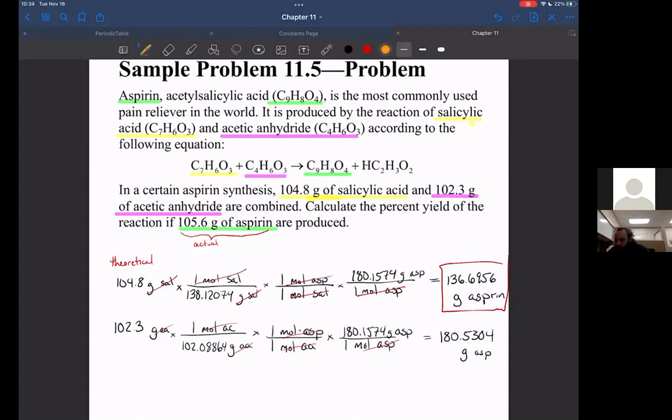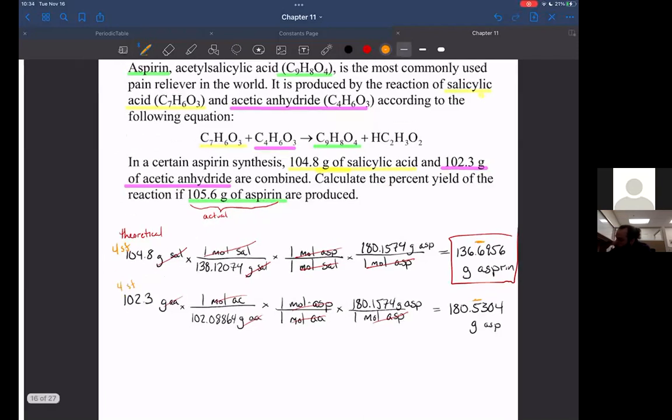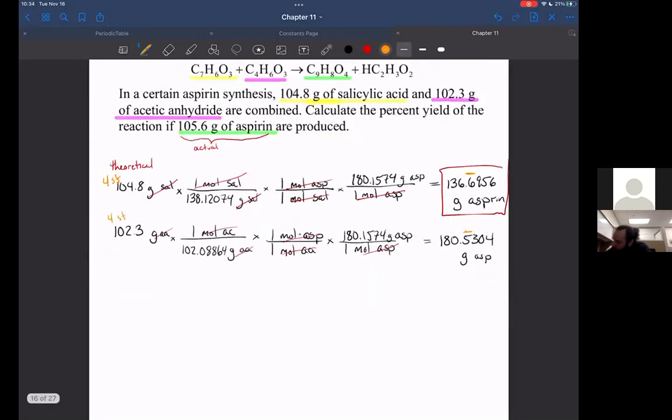All right, one thing that I didn't do, but we want to make sure to always do is sig figs. We have 4 sig figs in our starting values. We used a bunch of digits in our molar mass, so we don't have to worry about that. And our mole ratios are exact, so they're not going to limit either. So we should have 4 in our final answer as well. All right, so that means that our theoretical yield is the 136.7 grams of aspirin.